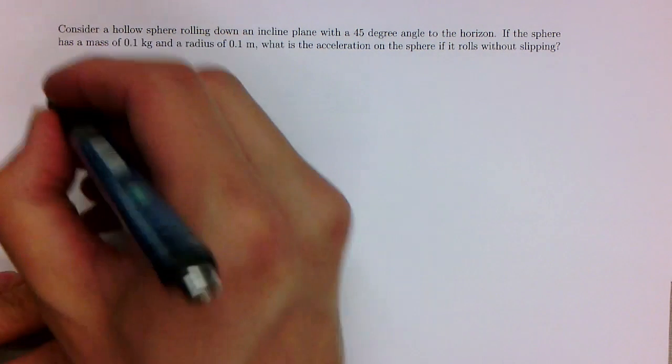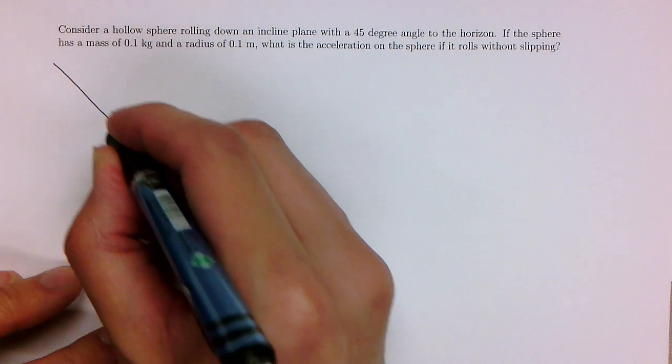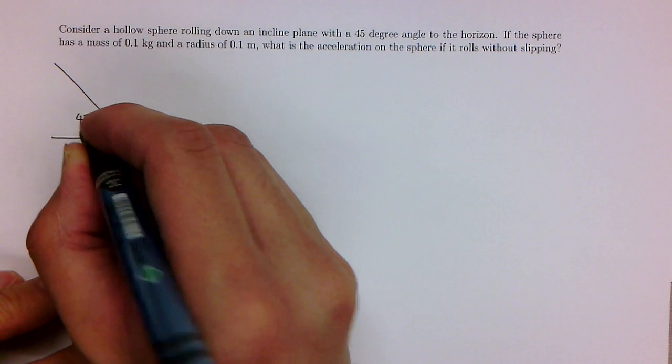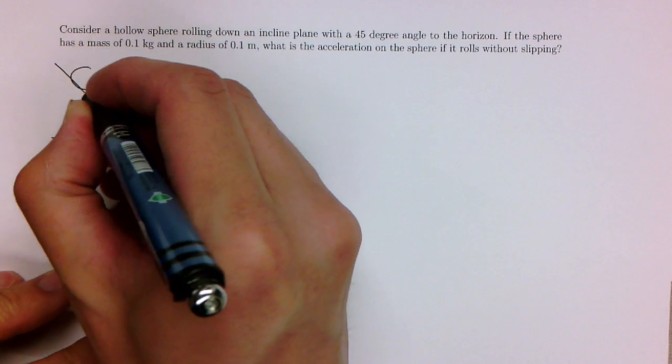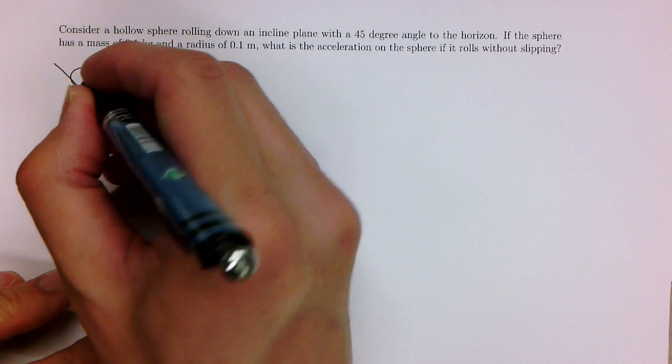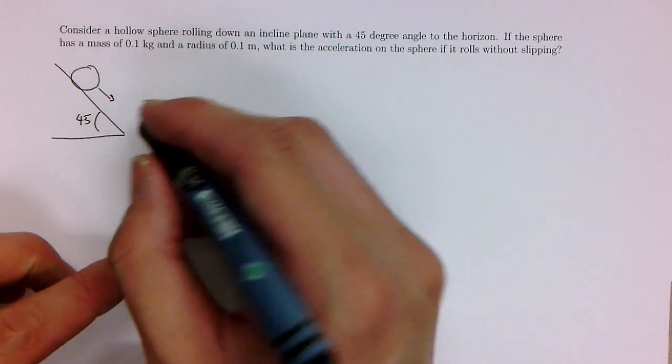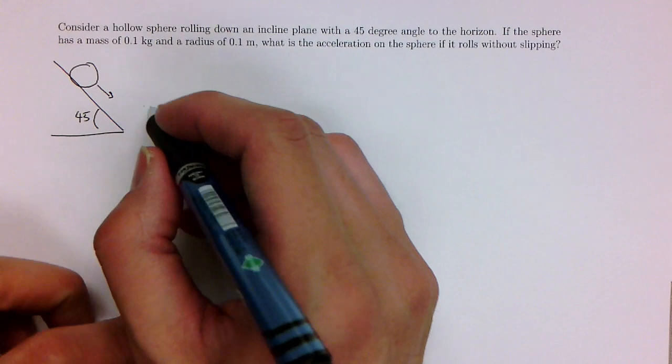So to begin, let's draw a simple picture. This is an inclined plane with a 45-degree angle with respect to the horizon. On top of this inclined plane, I put a sphere, which is hollow. And this sphere is going to rotate. It's going to be rolling down this inclined plane.